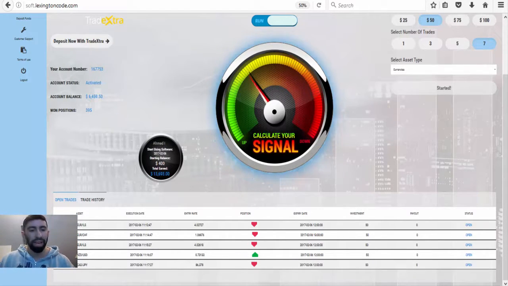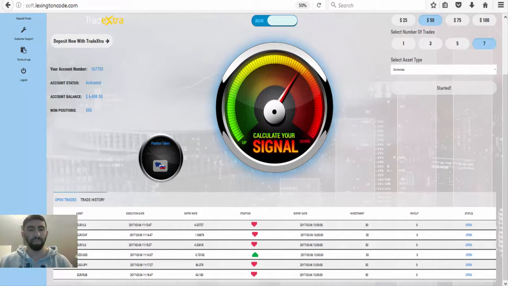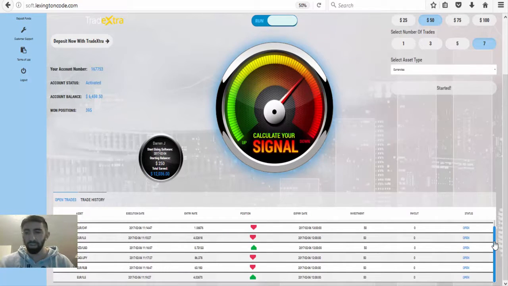All right, we got a CAD JPY for a put as well. All right, we got a Euro Ruby for a put position. So I think we just need one more trade. Okay, so we just got our last trade.